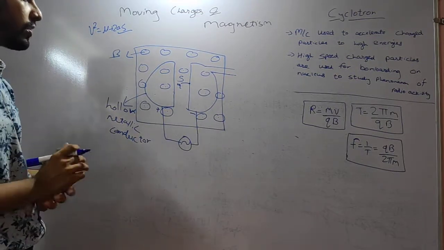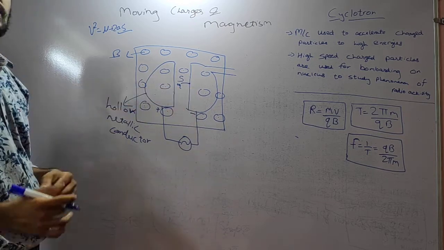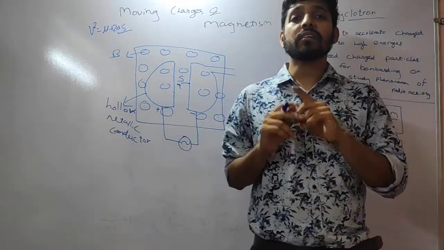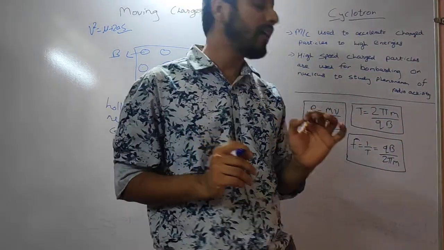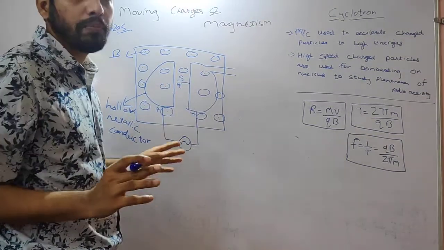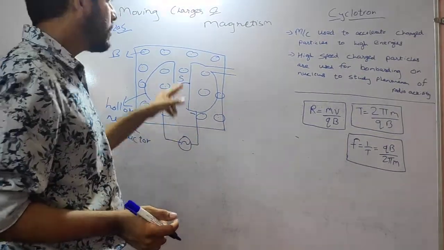So what happens as soon as it reaches this conductor? We have already studied that the electric field inside the conductor is zero. So as soon as it goes inside, there will be no acceleration. But what happens to the velocity?